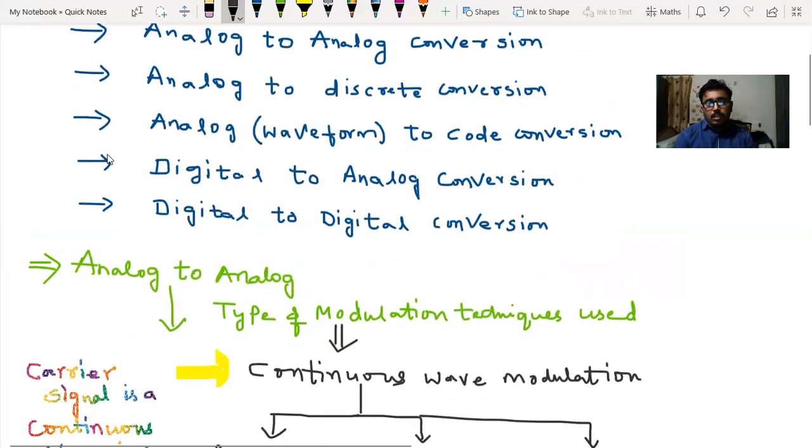Similarly, in the analog to analog conversion, we can also take the baseband. Here we use the continuous wave modulation. There is a possibility of taking the baseband modulation. So all baseband modulation techniques will also come under this analog to analog. But there we are not using any related modulation techniques. They will be directly transferred for short distance communications. As we know, modulation is performed when we want to send the information over maximum distance.